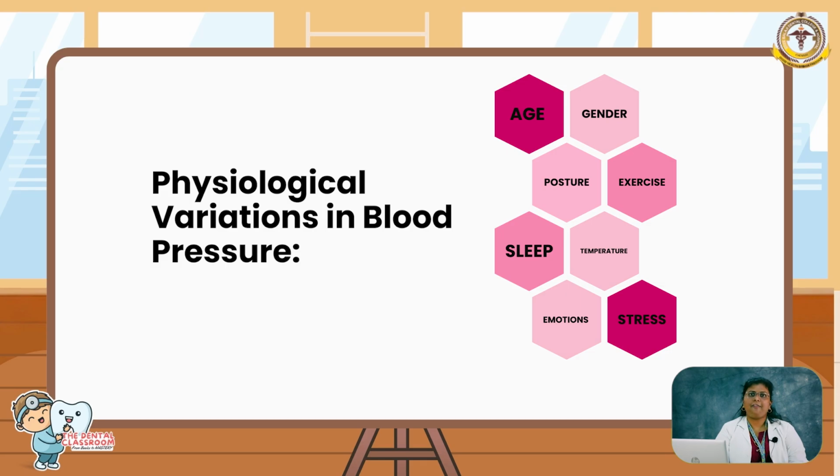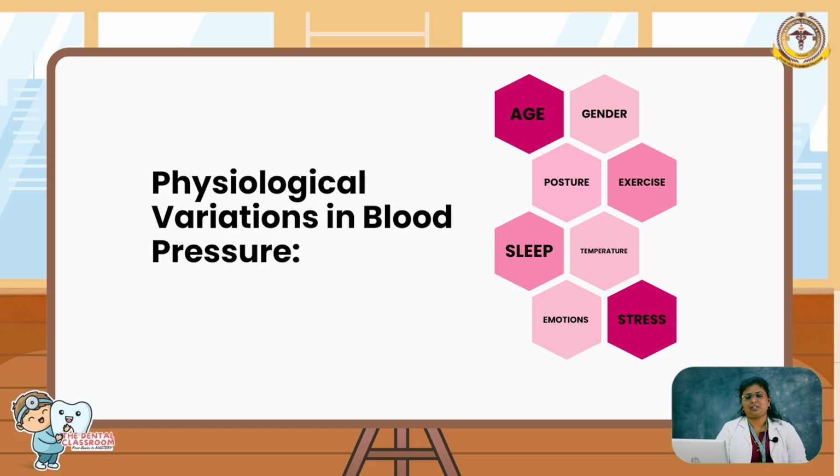Then gender. In females the blood pressure will always be a little less compared to male persons. And the posture. In the sitting posture blood pressure will be less compared to the standing posture. And exercise. Immediately on exercise there will be an increase in blood pressure and again it will be brought back to normal. That is why it is considered a physiological variation. And during sleep, all the cellular metabolism will be at rest. So during sleep blood pressure also will be a little less compared to the awake cycle.